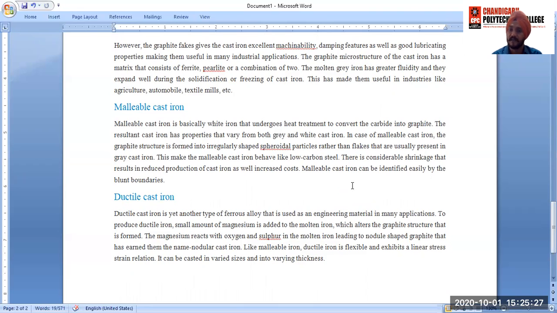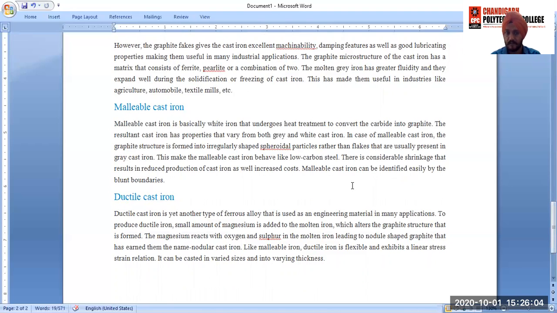In malleable cast iron, the graphite structure is formed into irregularly shaped spheroidal particles rather than the flakes that are usually present in gray cast iron. So this is the microstructure that makes it different from gray cast iron. This makes malleable cast iron behave like low carbon steel. There is considerable shrinkage that results in reduced production of cast iron as well as increased cost. Malleable cast iron can be identified easily by its blunt boundaries.